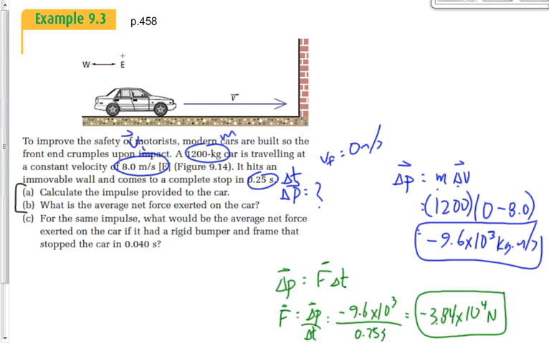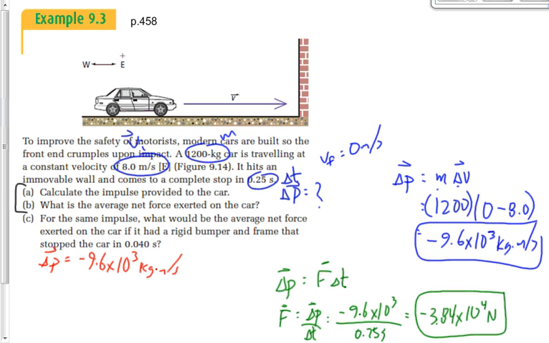Now, question C. Question C: for the same impulse. I like it when I see that word same. Why? Well, it tells me what to do right away. For the same whatever, for the same impulse in this case, it tells me that the impulse in question C is negative 9.6 times 10 to the 3. It's telling me what the impulse is. It's the same thing as it was.